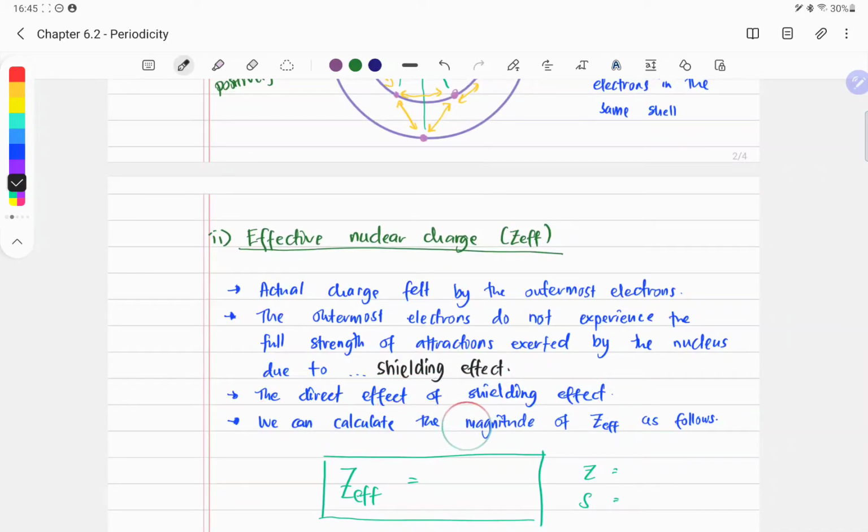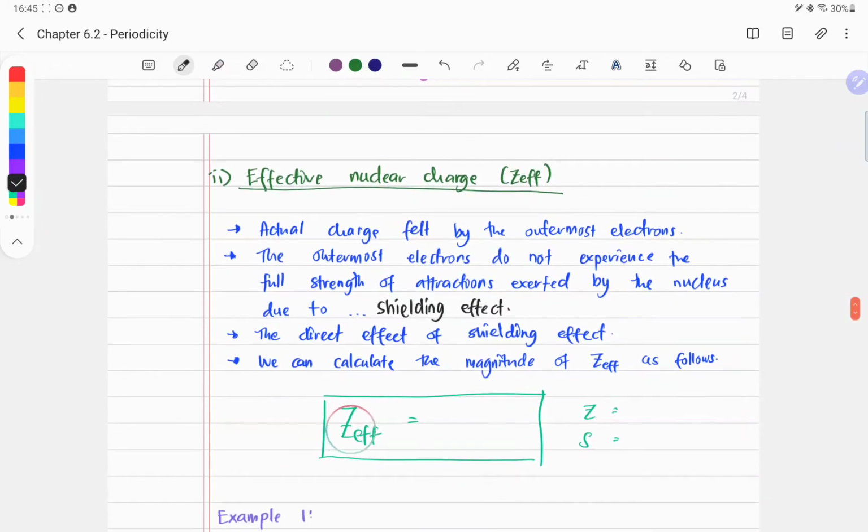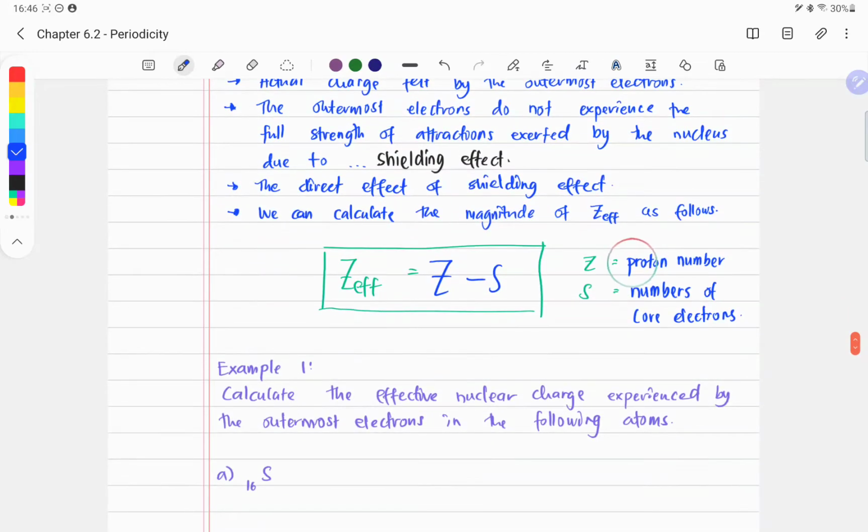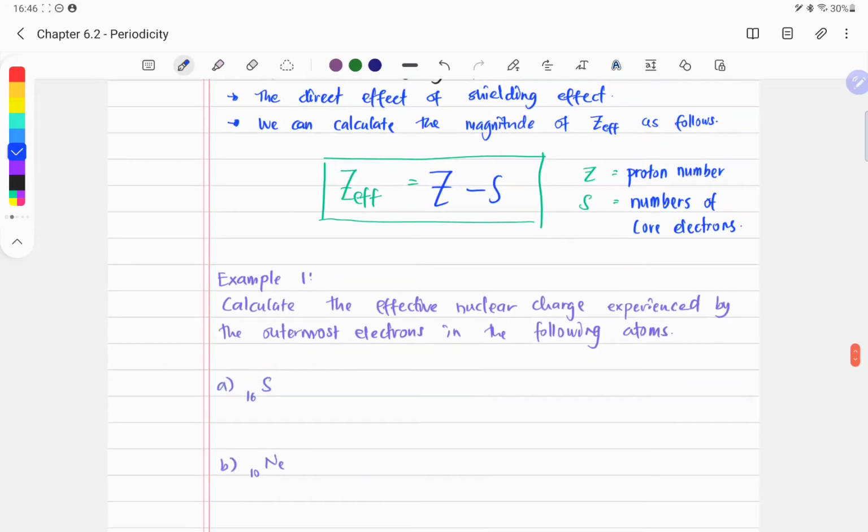And we can calculate the value of effective nuclear charge, the magnitude. So we can calculate the magnitude of effective nuclear charge as follows. So ini adalah formula dia, Zeff bersamaan dengan Z tolak S, di mana Z adalah proton number and S adalah number of core electrons. So ini adalah formula dia. Jadi let's have a look at an example how we can calculate the effective nuclear charge.